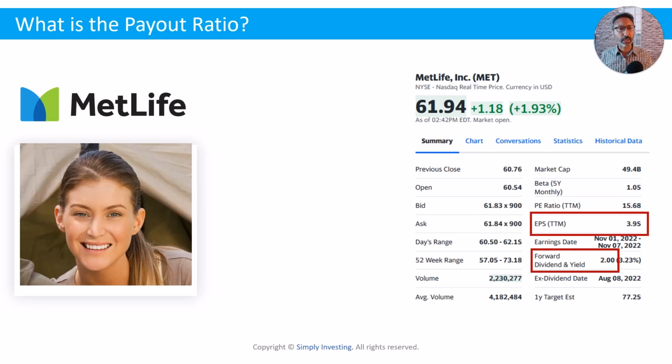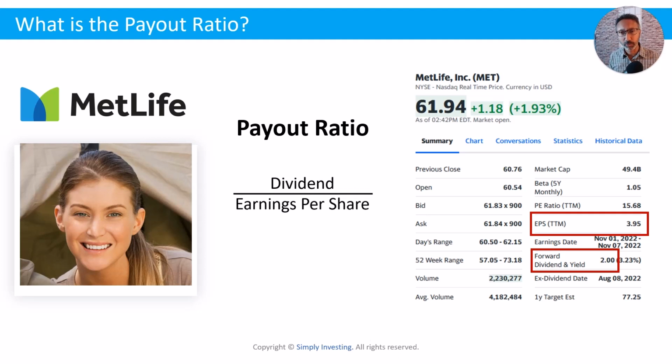Jill is going to look at the earnings per share, which is $3.95. And she can see that this company, MetLife, is paying a dividend, at the time of this recording, of $2. This is the annual dividend. So remember the formula for payout ratio. We take the dividend, which is $2, divide it by $3.95, which is the earnings, express that as a percentage, and we can see it's 51%. So what does this mean? It means the company is taking 51% of what it earned, and it's paying that money to the shareholders.